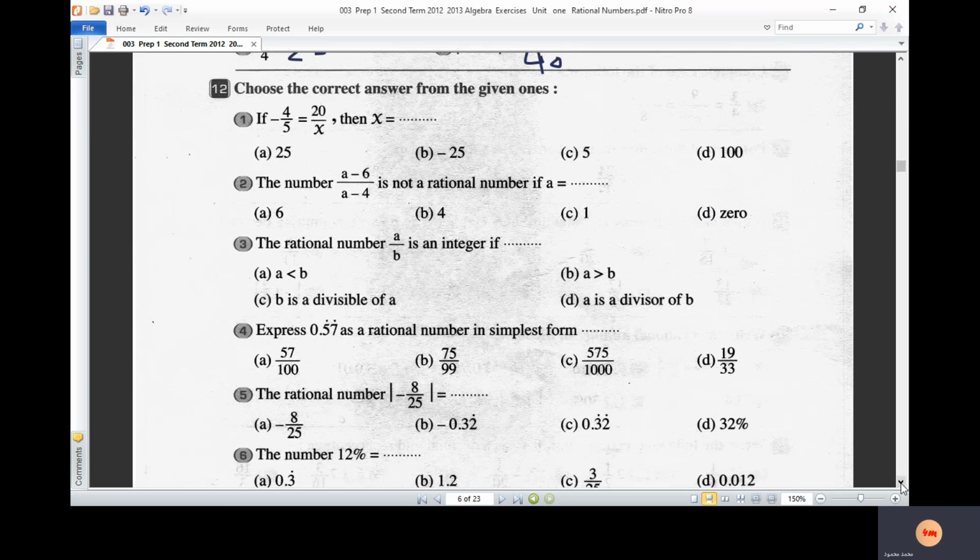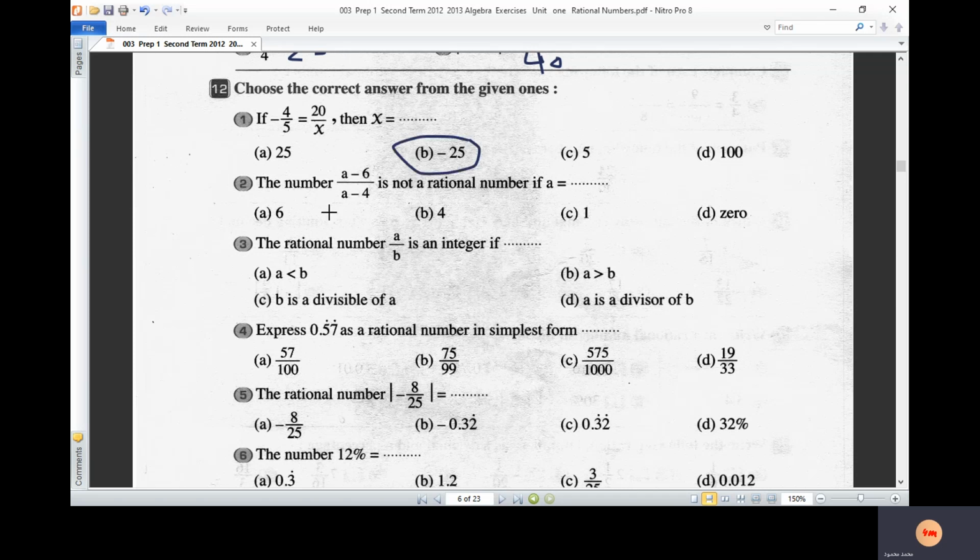Choose the correct answer from the given ones. If negative 4 over 5 equals 20 over x, then 4 times what equals 20 times 5. So here we have negative, so negative 5 times what equals x. You will multiply by 5 also. Negative 5 times 5 will be negative 25. The answer is negative 25.